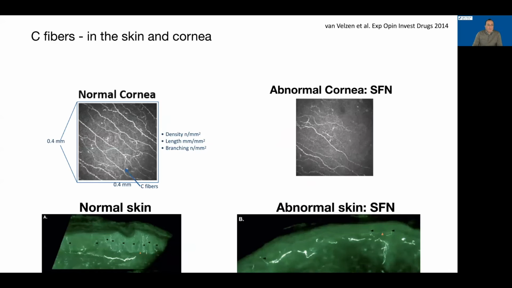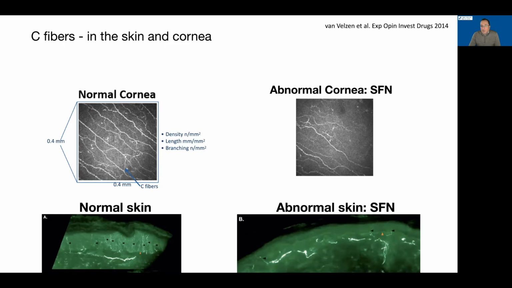So let's continue. Like I said, the corneal confocal microscopy determines the presence and the quality of the C fibers in the cornea, and it's very easily obtained. And I show you here the cornea on the left side of a normal person and a skin biopsy of a normal person, and you can see the C fibers. They're very easily observed, and you can see that it corresponds well with the fibers in the skin.